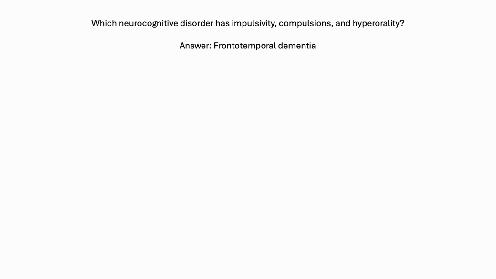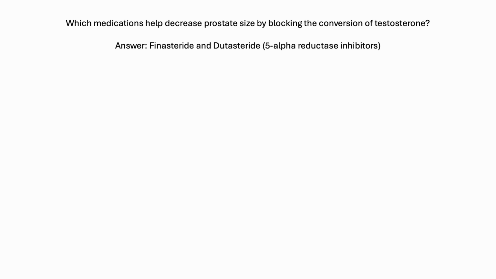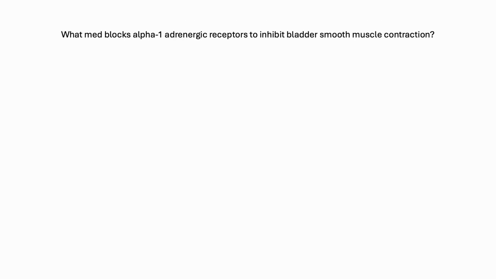Which neurocognitive disorder has impulsivity, compulsions, and hyperorality? It's going to be frontotemporal dementia. What medications help decrease the prostate size by blocking the conversion of testosterone? So it's going to be finasteride and dutasteride. They are the 5-alpha reductase inhibitors used for BPH, as well as hair loss.